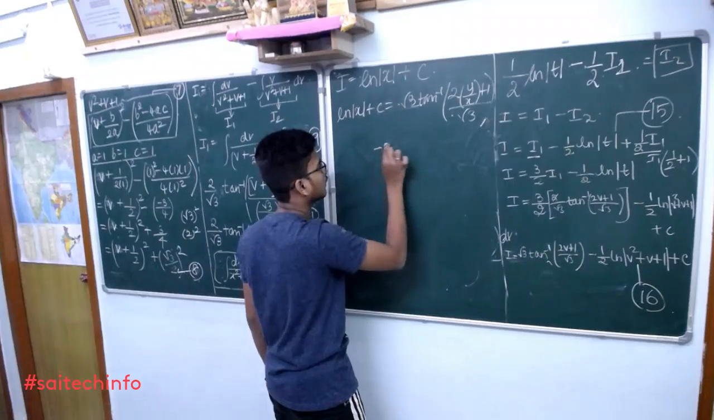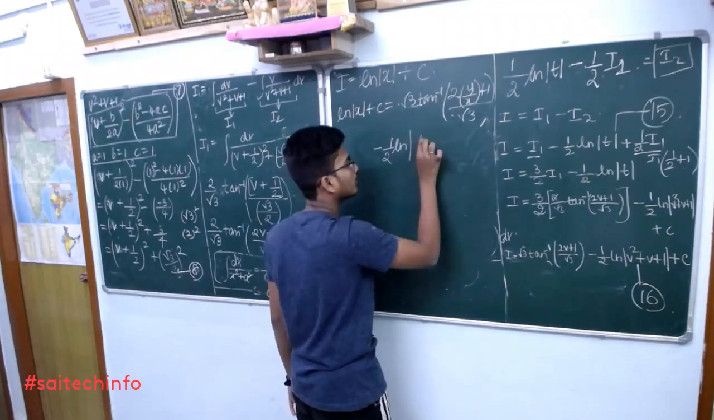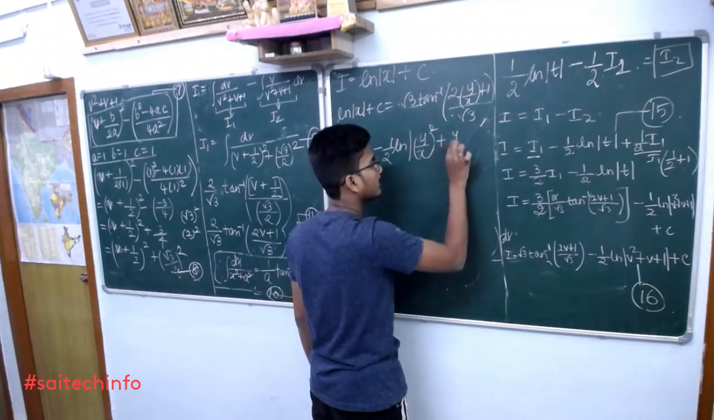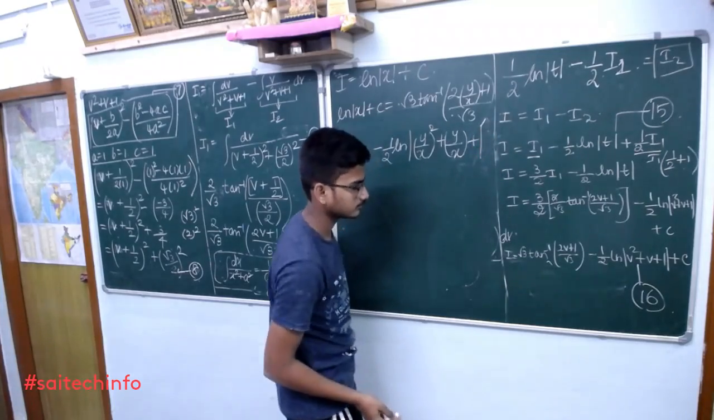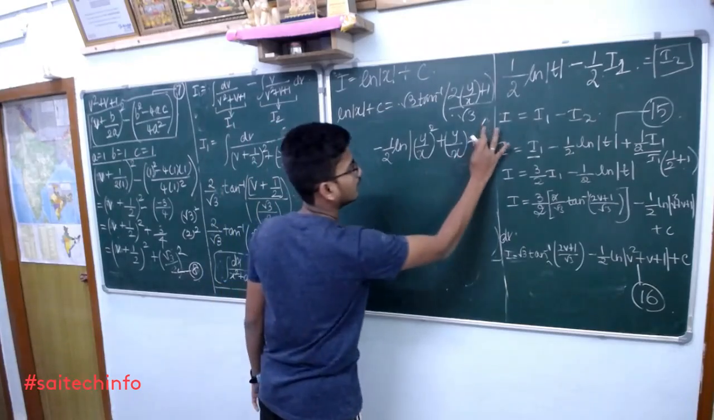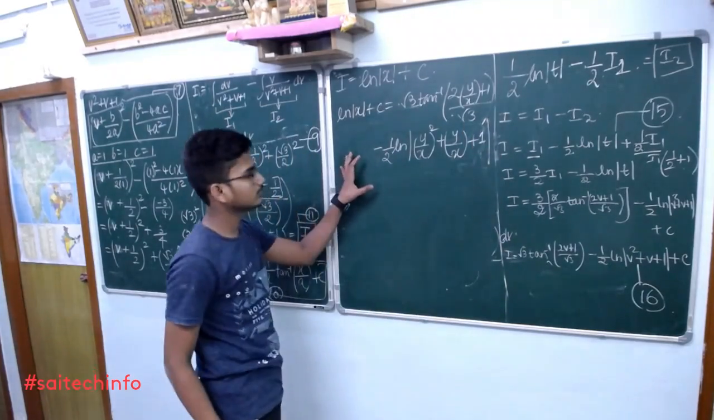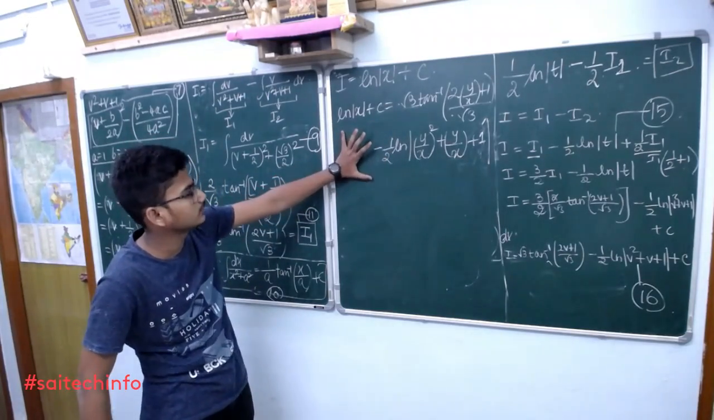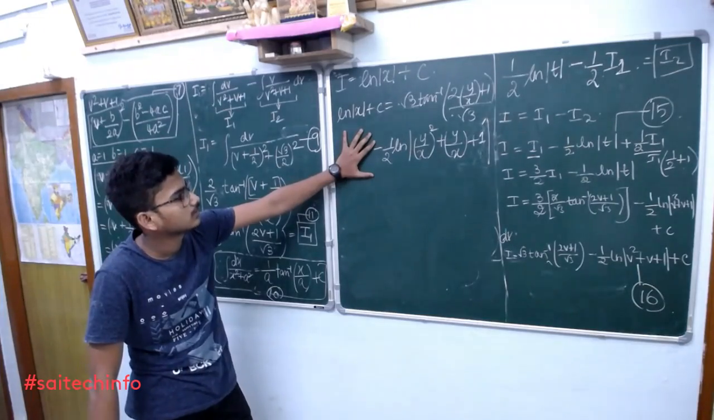Minus half of natural log of modulus of (y by x) the whole square plus y by x plus 1, then the modulus. Our constant is already introduced. So this is our final answer. Actually, this is the final solution.